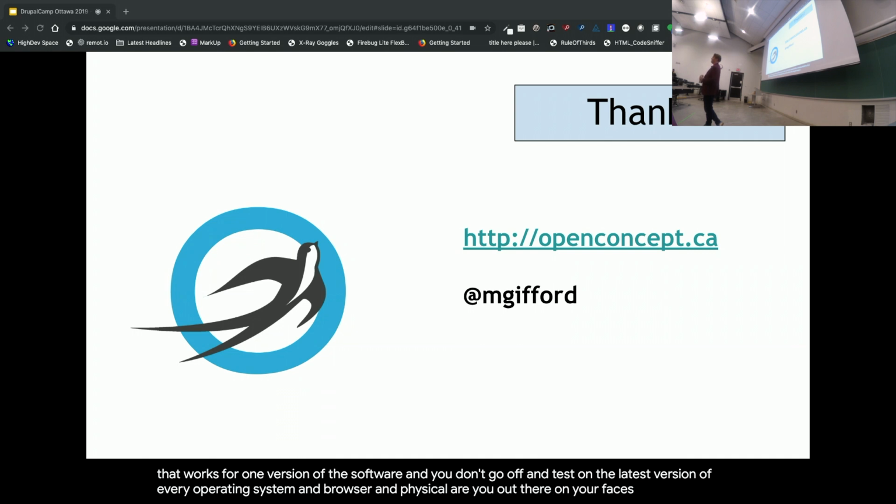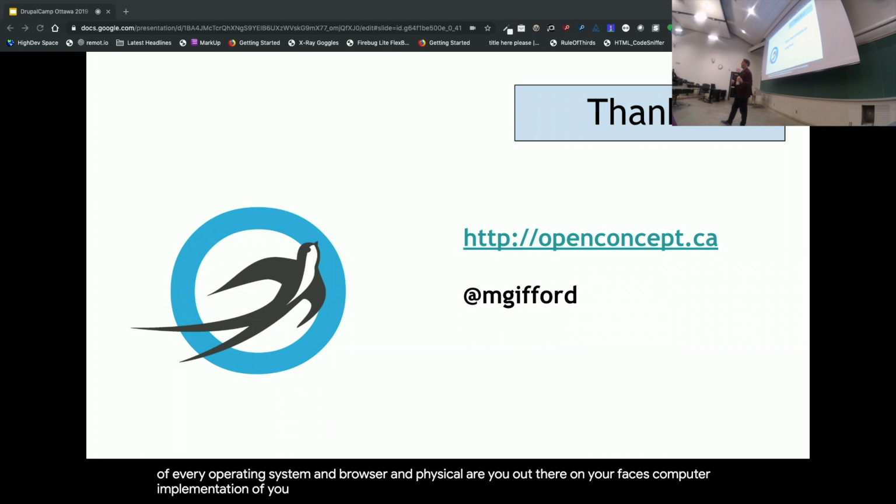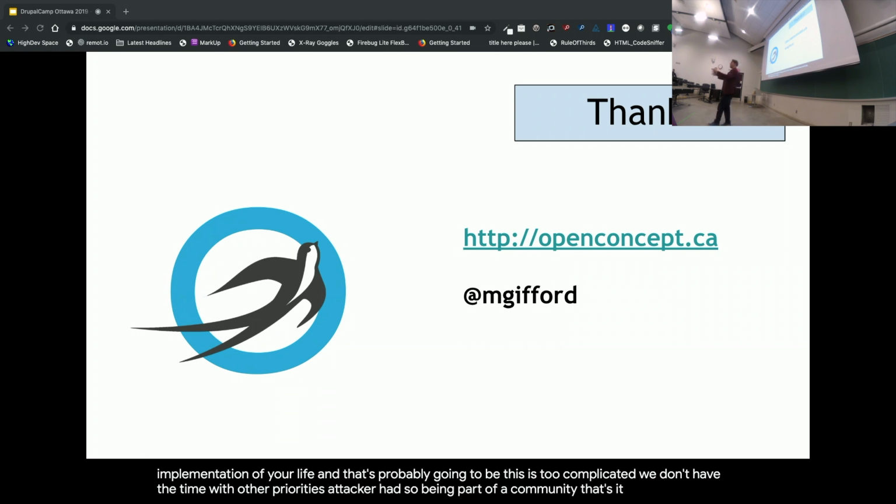You're going to have to wait till some error comes up, and you're going to have to dig around and find some solution for it, and it's going to be slightly different for your implementation than anyone else's. And it's probably going to be, this is too complicated, we don't have the time, there's other priorities, it's not going to happen. So being part of a community that has a critical mass of accessibility, people and knowledge and commitment, like the Drupal community and the Gatsby community do, is really important.